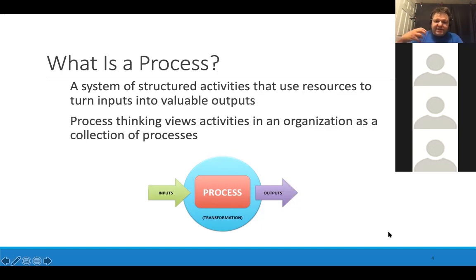So process thinking looks at activities and organization as a collection of processes. And the goal of supply chain is to reduce costs. So how do we reduce cost? By looking at the processes.